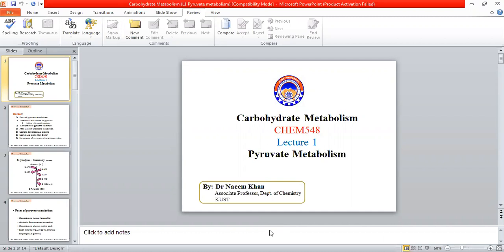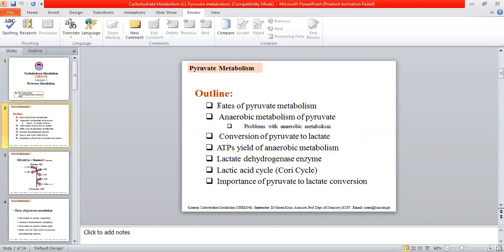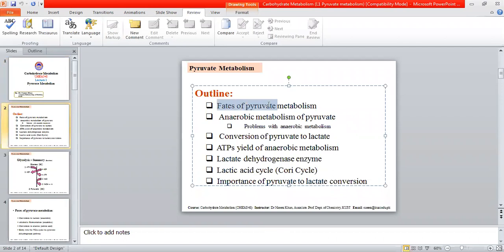Today we are talking about pyruvate metabolism. In today's lecture, we will discuss the possible fates of pyruvate metabolism. What are the possible routes in which pyruvate can undergo onward breakdown? Then out of these, we will go to anaerobic metabolism of pyruvate, because there are some aerobic pathways and some anaerobic. So we will go to anaerobic metabolism and will highlight some of the problems associated with it.